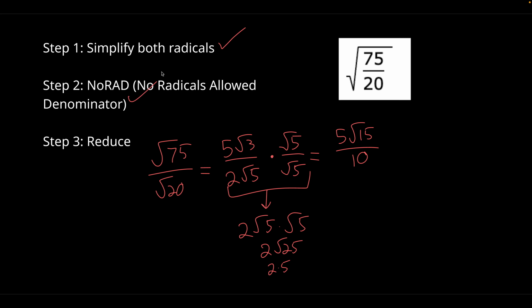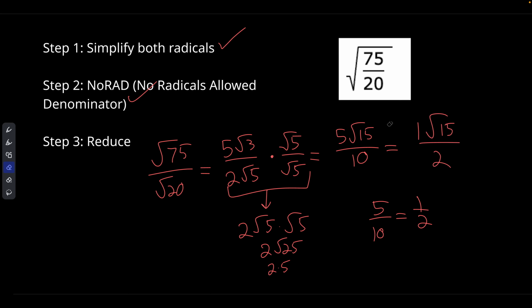Step two is done. Step three says to reduce. You need to look at your outside numbers. So in this case, it's 5 and 10. Think of those as a fraction and ask, can I reduce the fraction? In this case, you can. It becomes 1/2. So final answer is 1 square root of 15 over 2. Normally, you would not write the 1, so it would look like this. And our final answer is the square root of 15 over 2.